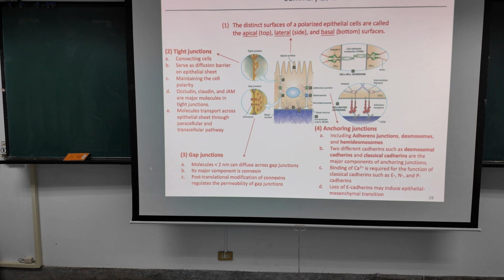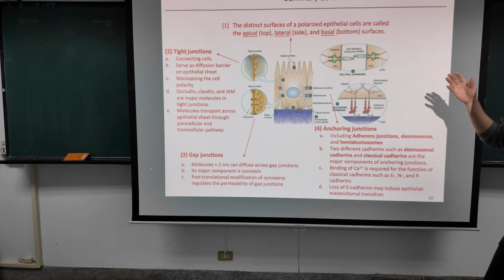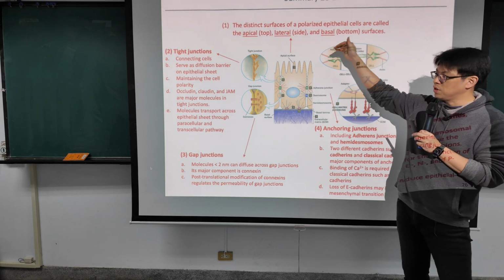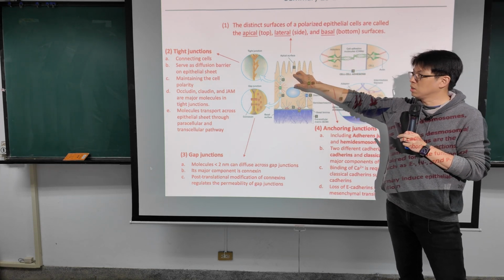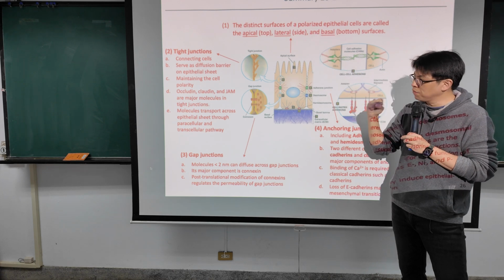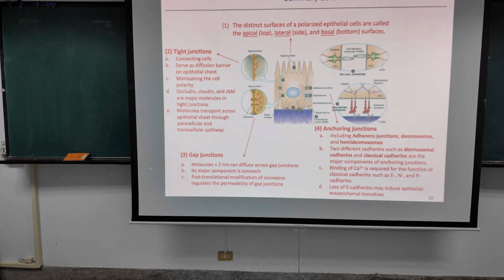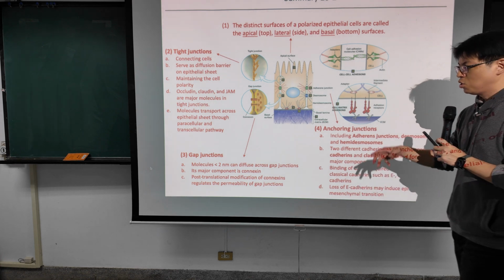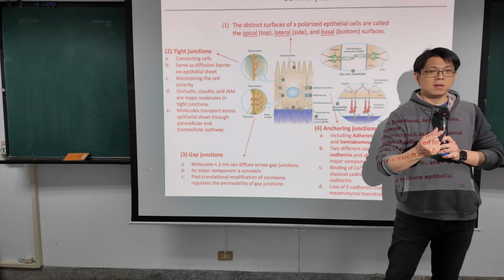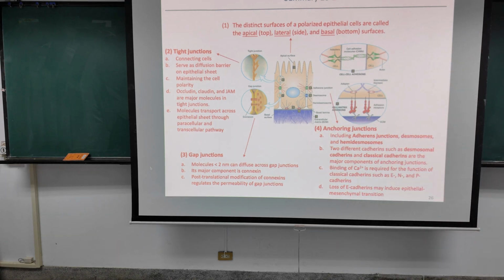Okay, and large molecules or specific molecules can only be delivered through the transcellular pathway. Then a lot of transporters are needed to absorb and deliver to the other side. Okay. In the gap junction, molecules smaller than 2 nanometers can diffuse across the gap junction, and its major components are connexins, those are slices of the pizza. Okay, and phosphorylation can change the conformation of the connexin and open the tunnel of those gap junctions.